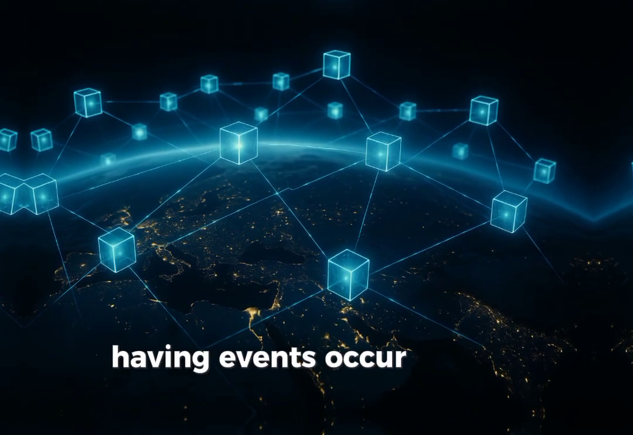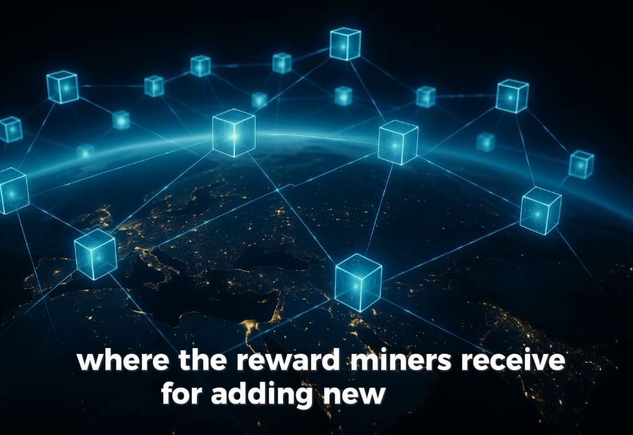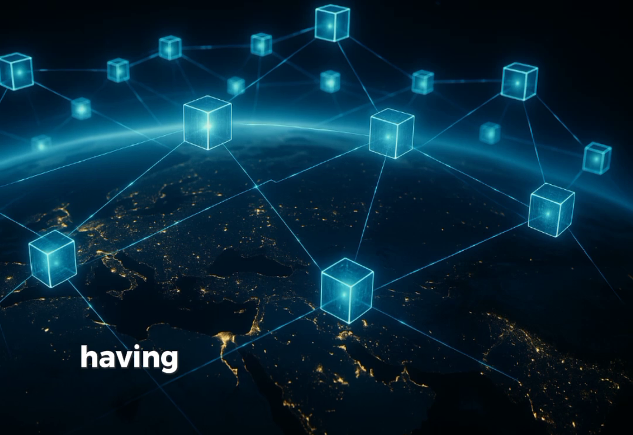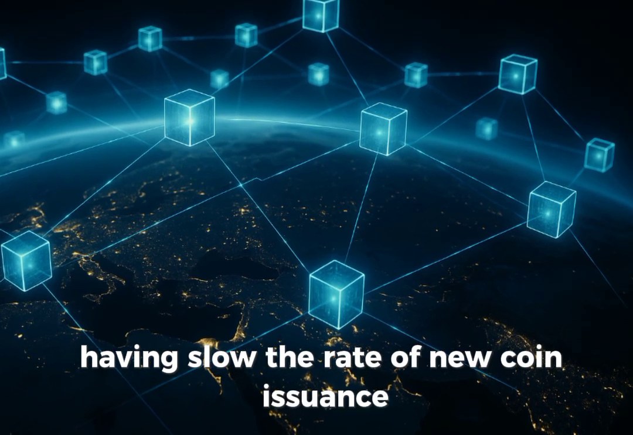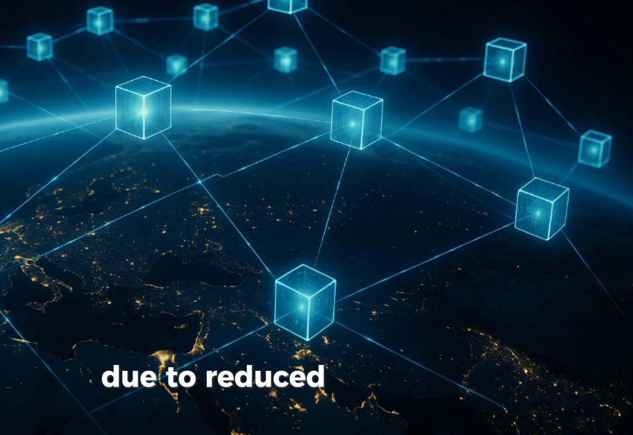Halving events occur in some blockchains, like Bitcoin, where the reward miners receive for adding new blocks is cut in half after a set number of blocks. Halving slows the rate of new coin issuance, controlling inflation, and often affecting price dynamics due to reduced supply growth.